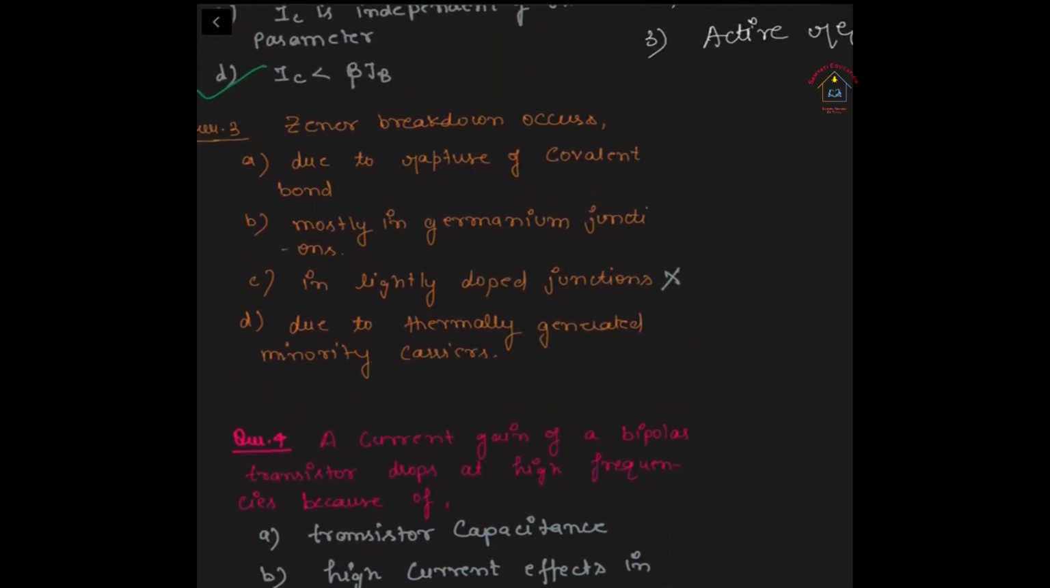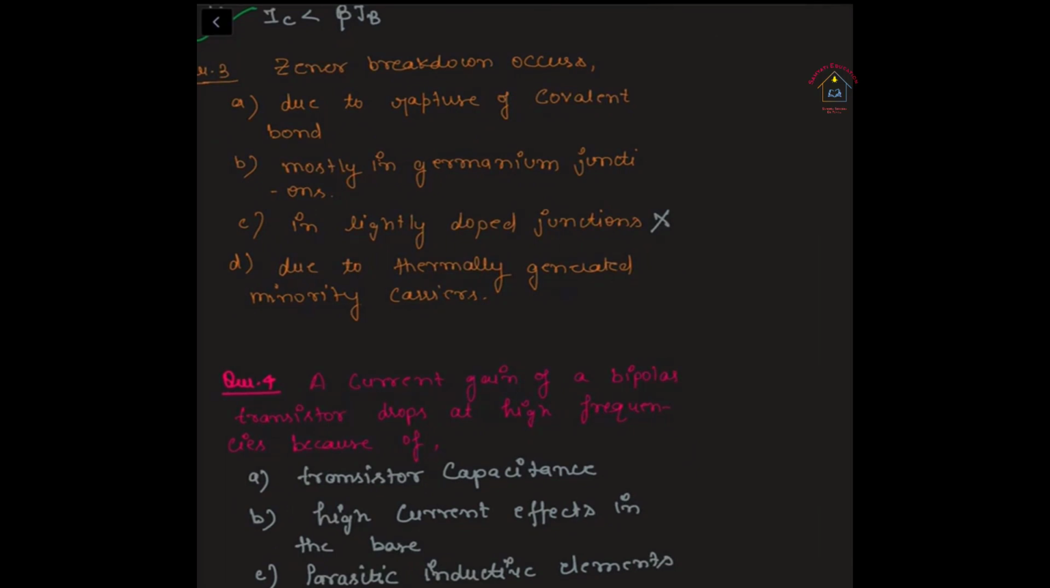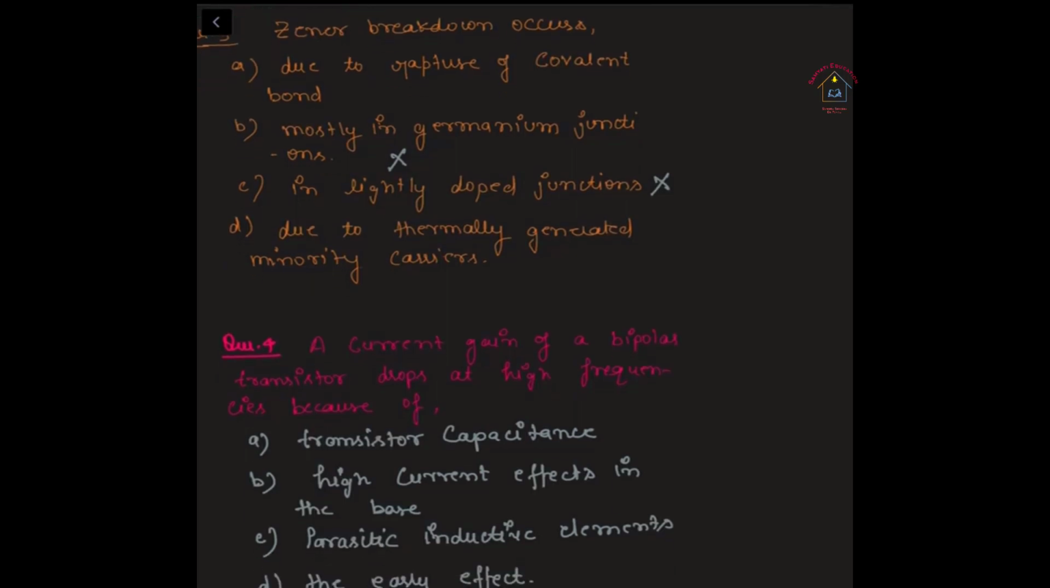So if we see the B option, mostly in germanium junction. Again, it is not necessary that Zener breakdown occurs mostly in germanium junction. It can occur in intrinsic as well as in extrinsic semiconductor. So the option B is also incorrect. Now the D option, due to thermally generated minority carriers. It is also not the appropriate answer because thermally generated minority carriers are not a reason for Zener breakdown. So it is also incorrect.